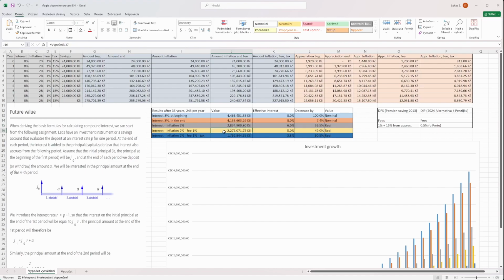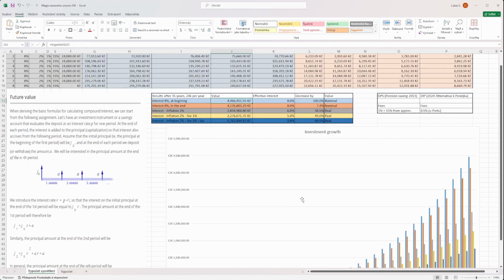Now if we also remove a fee, which is another 1%, then we already decreased by 49%, and effective rate is 5% obviously, 8 minus 2 minus 1. And if we also have to tax our appreciation every year, then effectively we will have just 3.8%, which is, against this first number, a depreciation of 60.5%.